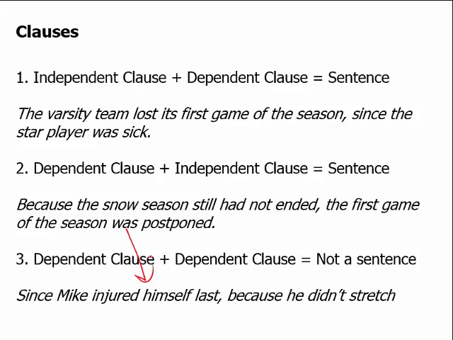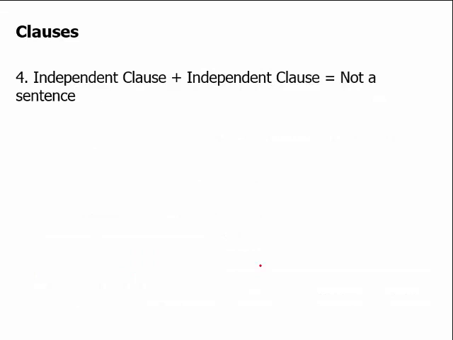Why? Because these words here, and I'm going to tell you what they are in a moment, make it so that this is a dependent clause. So you put two dependent clauses together and bam, you no longer have a sentence. So you might be asking, all I have to do is get rid of that first word in each of them and I have two independent clauses, which must equal a sentence. But no, two independent clauses.